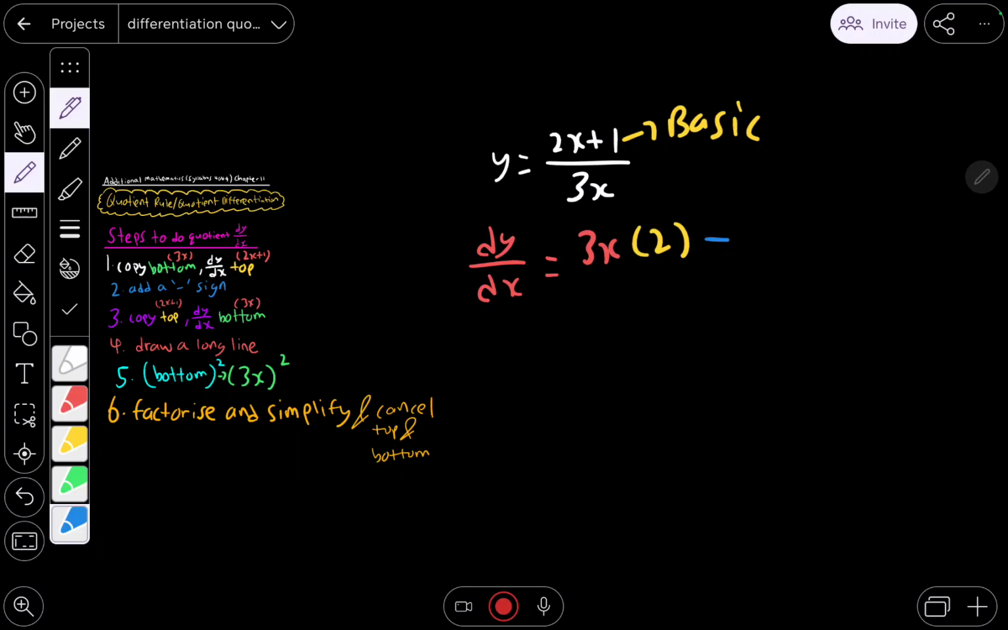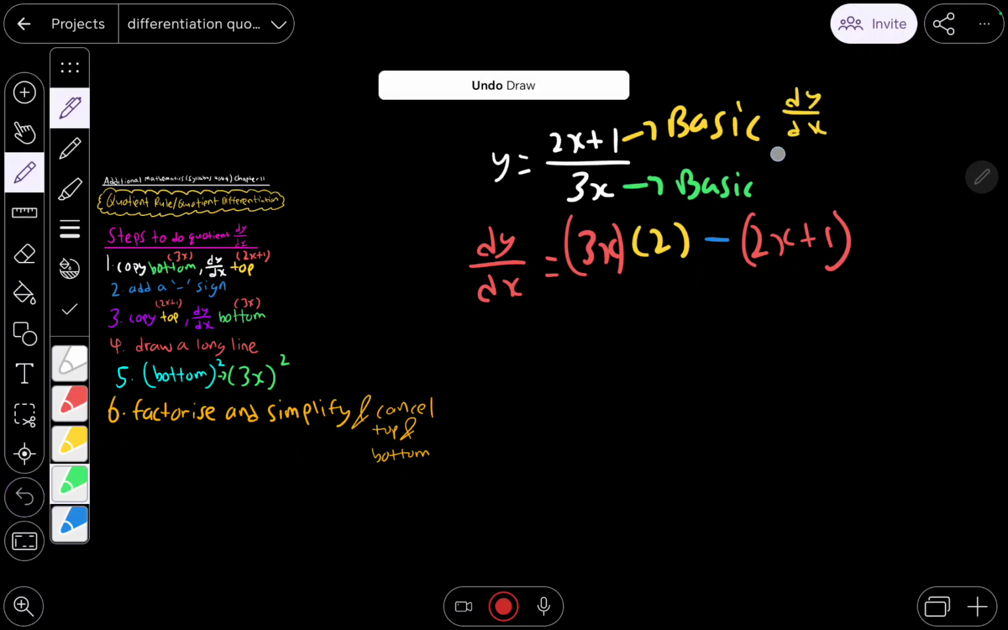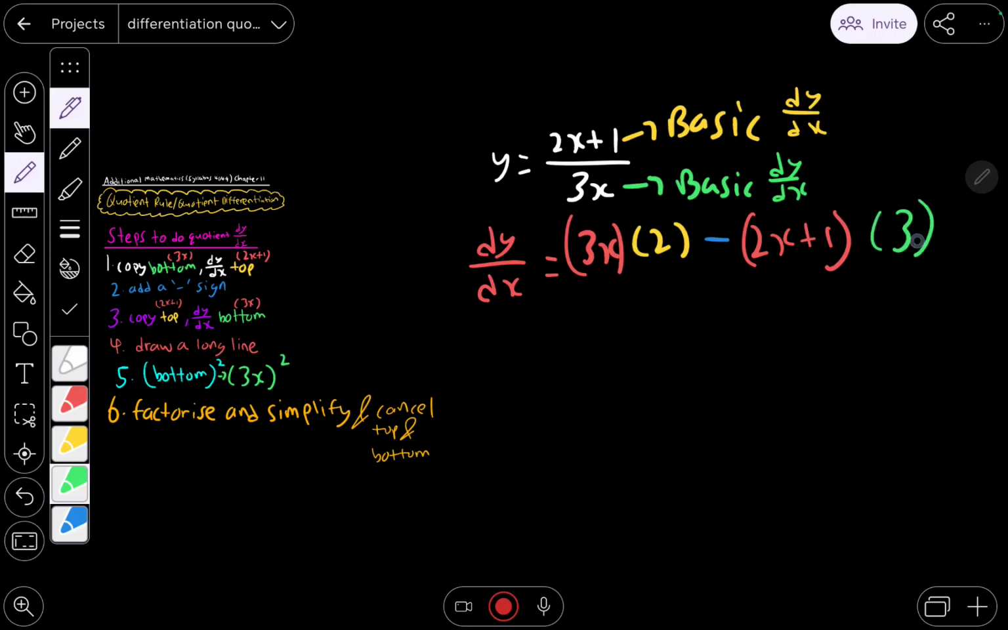So step 3, copy the top and differentiate the bottom. So copy the top, I know it's 2x plus 1. Actually I will bracket this, and this one I also will bracket, because I know I will expand it inside. And differentiate the bottom. We know that this is also a basic differentiation, so when we differentiate 3x, we will get 3. Now we have done steps 1, 2, and 3.